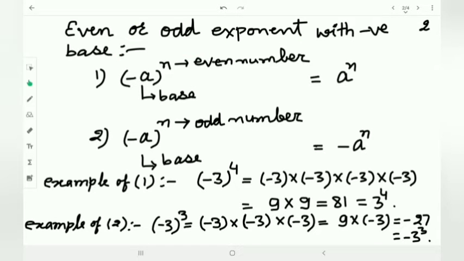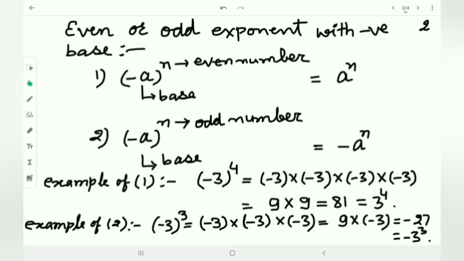Now, we will see the result when our exponent is even or odd with a negative base. It means the base will be negative here. In the last slide, you have seen the base was positive and here I have taken the base negative. And also in the last slide, I had taken the exponent positive and negative. But here it is a little bit different, pay attention. Here I have taken the base negative and the exponent is even or odd.